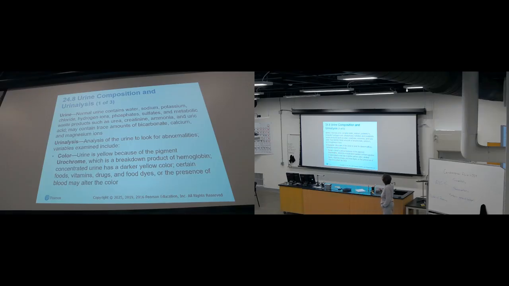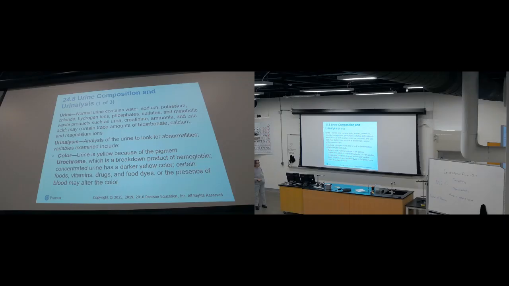Color typically is yellow, and the intensity depends. If it's diluted, it's going to be a light yellow color. If it's concentrated, the urine is going to be a dark yellow color. And then the pigment that gives the urine its color is called urochrome. It comes from degradation of hemoglobin. Hemoglobin, the heme part, is going to be producing these urochromes.